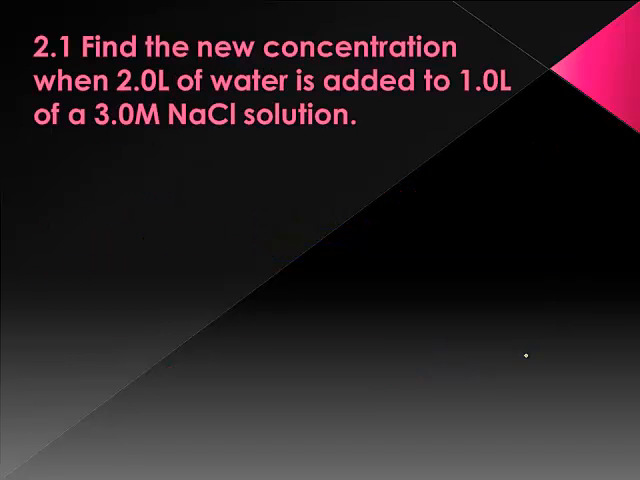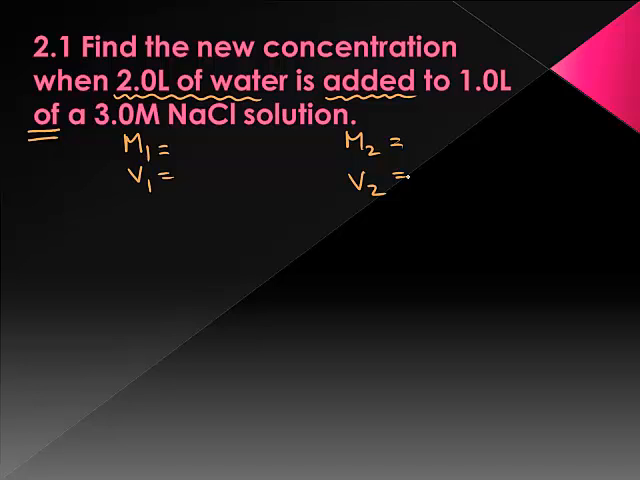So let's look at how to do this in a couple of practice calculations. It asks us to find the new concentration when 2 liters of water are added to a 1 liter solution of a 3 molar sodium chloride solution. Notice that I've got 3 values here that I have to work with. I know that I'm going to use M1, V1, M2, and V2. So the question is, what of those values do I know first?